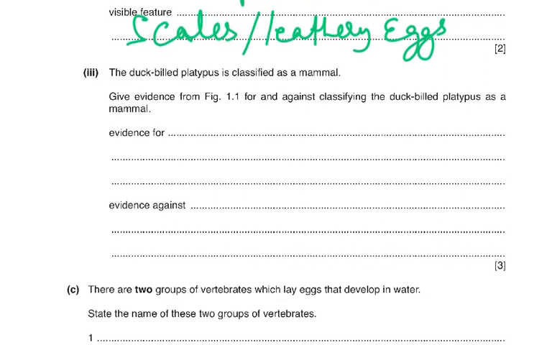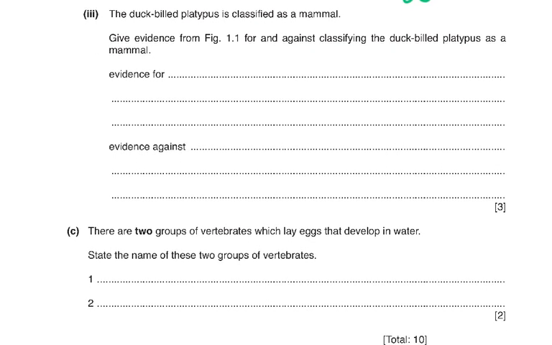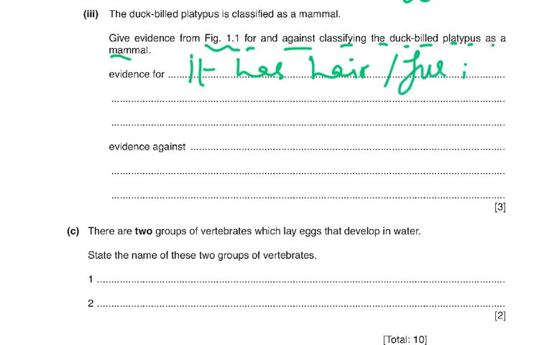Then it says part 3, the duck-billed platypus is classified as a mammal. Give evidence from figure 1.1 for and against classifying the duck-billed platypus as a mammal. So what is the evidence for it? It has got hair, or you can say fur. So that got you 1 mark.